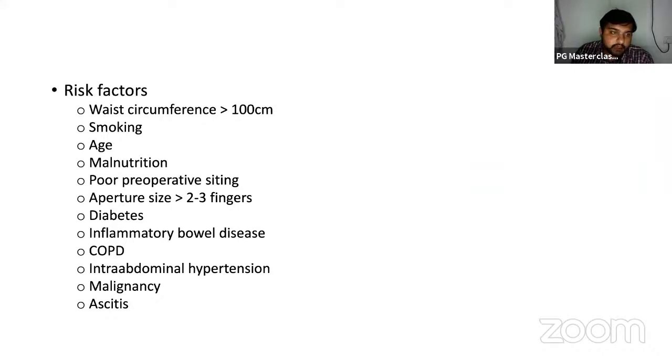Risk factors for peristomal hernia include waist circumference of more than 100 centimeters, smoking, older age group, poor preoperative siting of the stoma, malnutrition, and aperture size of more than 2 to 3 finger breadth. If the patient is a known case of immunocompromised states like diabetes, inflammatory bowel disease, chronic obstructive pulmonary disease causing increased intra-abdominal pressure, intra-abdominal hypertension, an unplanned pregnancy or pregnancy after an end stoma is done, an underlying malignancy, or ascites.